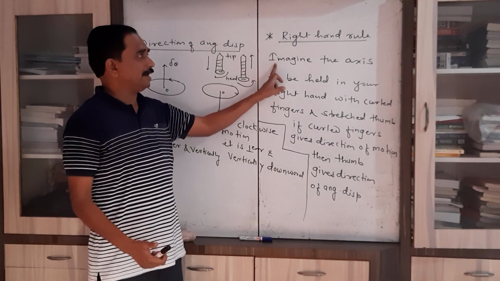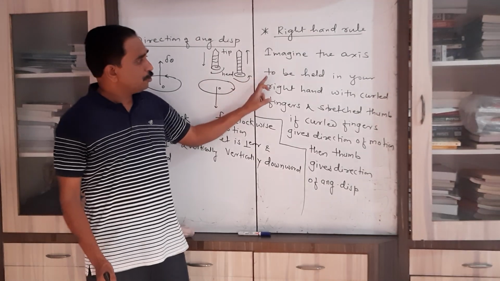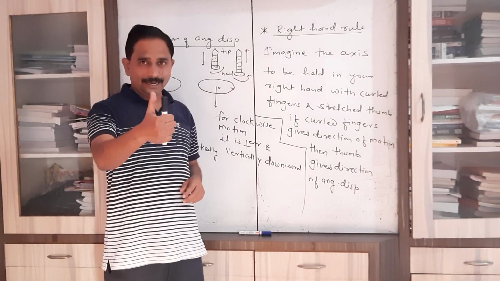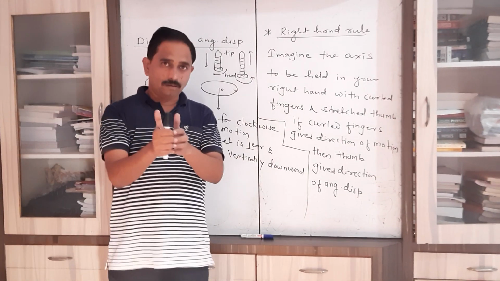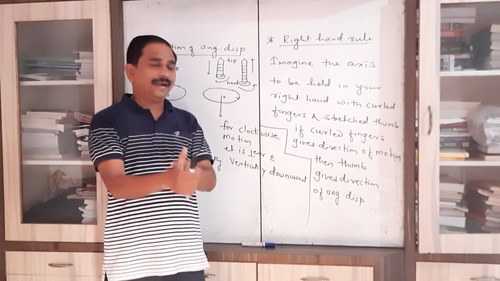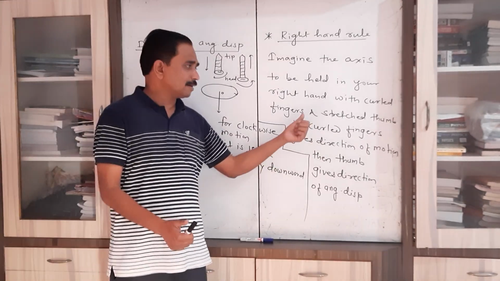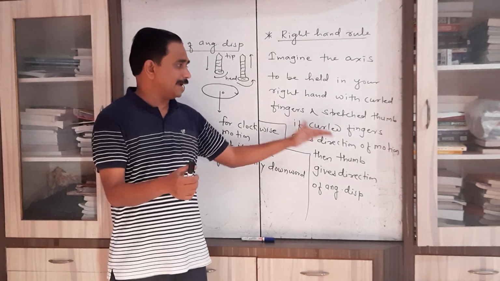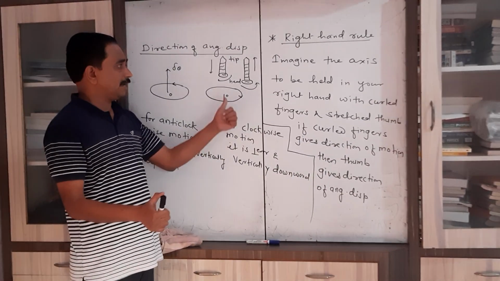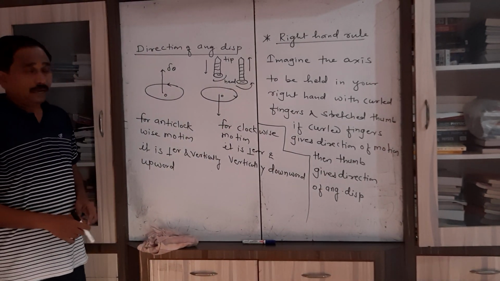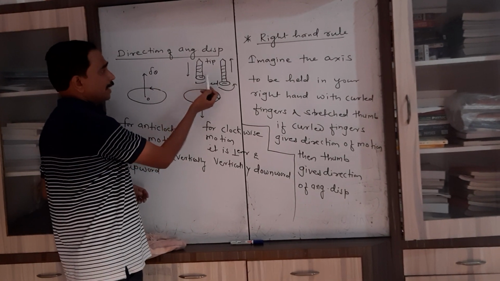That is the rule I write here. Imagine the axis of rotation to be held in your right hand in such a way that the fingers are curled around the axis and the thumb is stretched. If the curled fingers give us the direction of motion, then the thumb gives us the direction of that physical quantity. Now the second rule is the right hand screw rule.